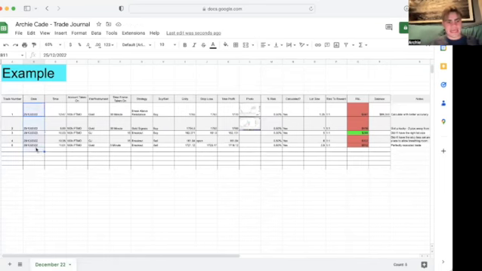Okay, so the date would be here, the time of the entry, the account that it's taken on. So I tend to stick with the same account. Okay, I don't really have numerous different accounts. I have different spreadsheets for different accounts. So the same account is the same spreadsheet.